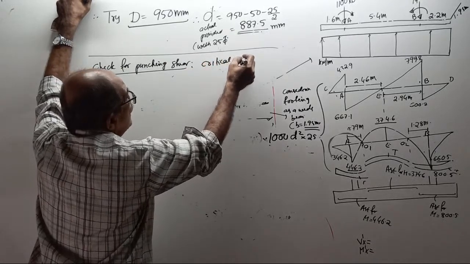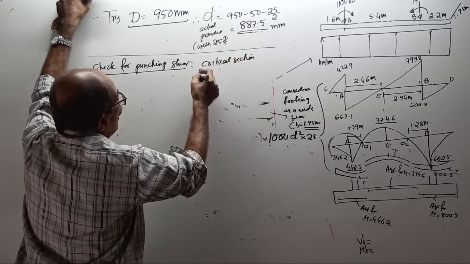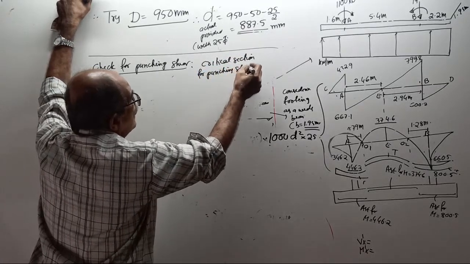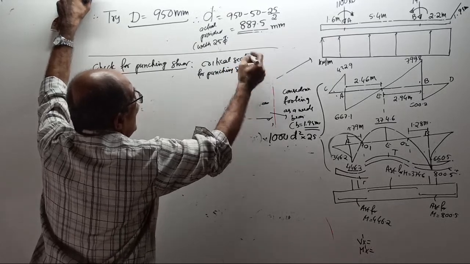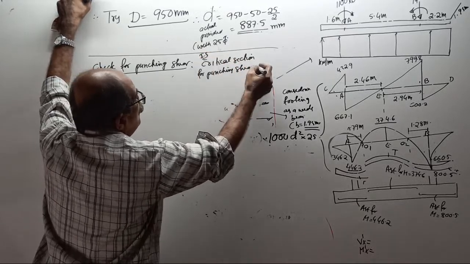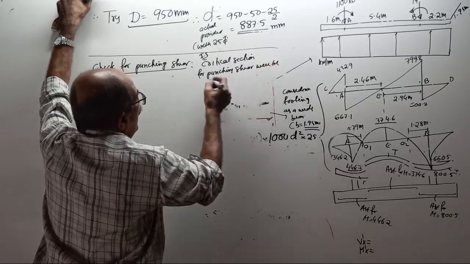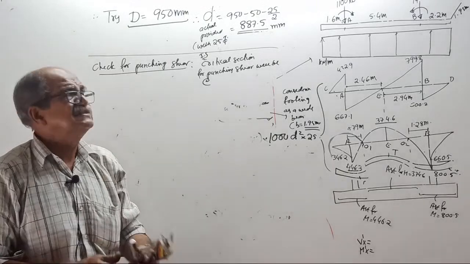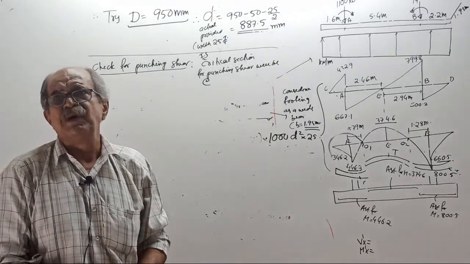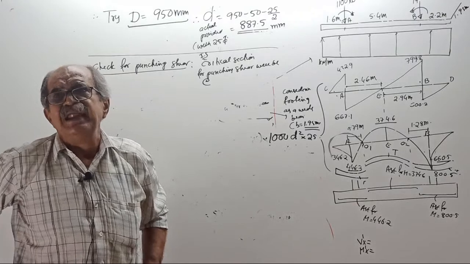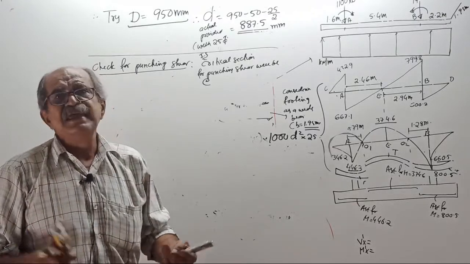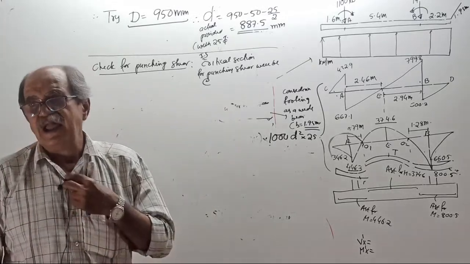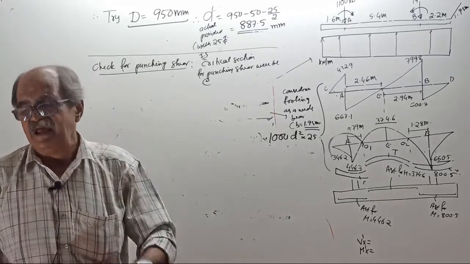Critical section for punching shear. Punching shear, as per IS code, will be at what distance? Oh, it started raining heavily. Tell fast. Light now, not much sound. If severe rain comes, I cannot continue because I cannot hear my own voice. Right now, no problem.